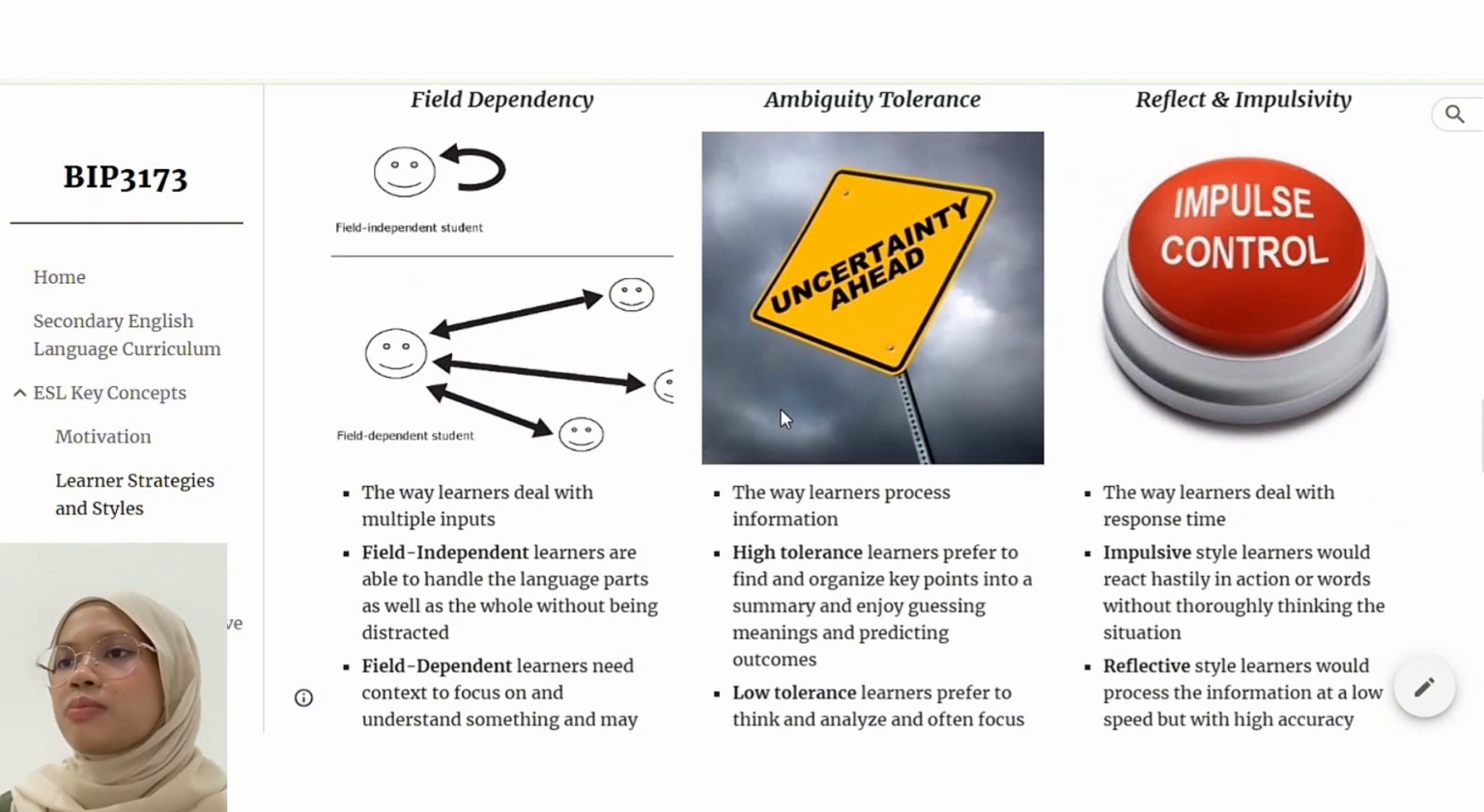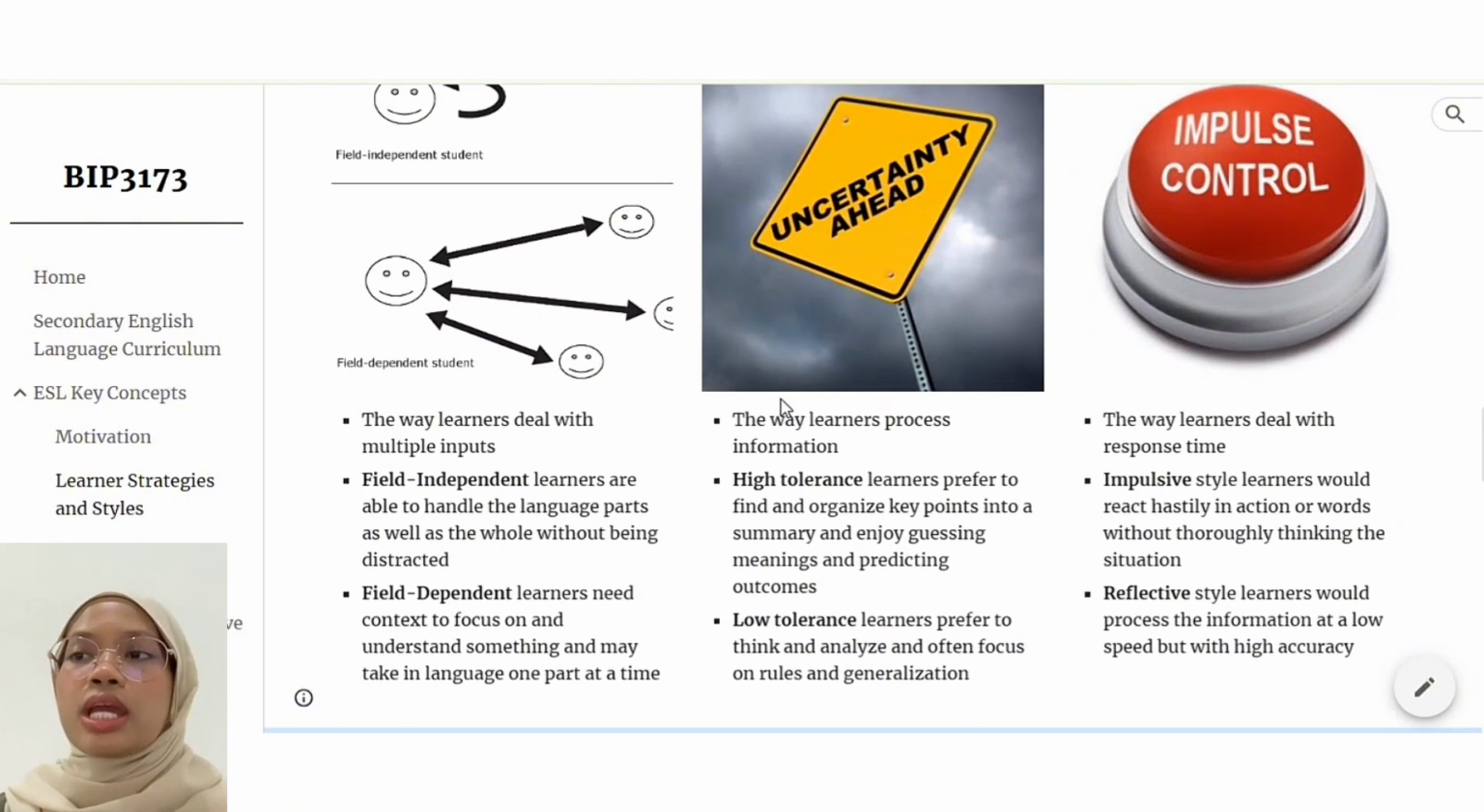And lastly, reflective impulsivity is the way learners deal with response time. This means that, for example, impulsive style learners will react hastily or rapidly in action or words without thoroughly thinking the situation, while on the other hand, reflective style learners would process the information at a slower speed, but with a higher accuracy of the information.